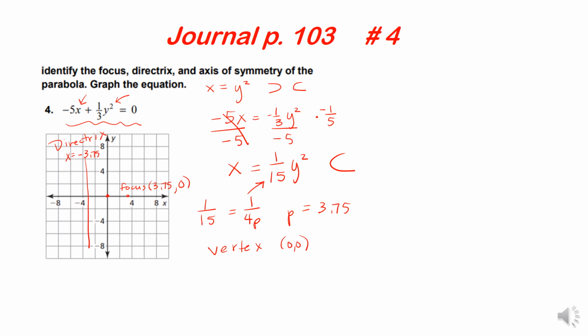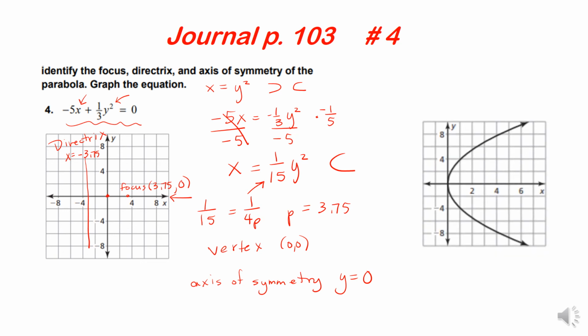Okay, and so that's the focus, the directrix. Oh, what is my axis of symmetry? Well, the axis of symmetry contains both my vertex and my focus. So I can see right here that my axis of symmetry, and remember we always write it as a line, is y equals 0. Okay, so that's everything you need to know. Here's what your graph should look like. On this one, the directrix doesn't show. That's why I wanted to draw it for you. And you are good to go.